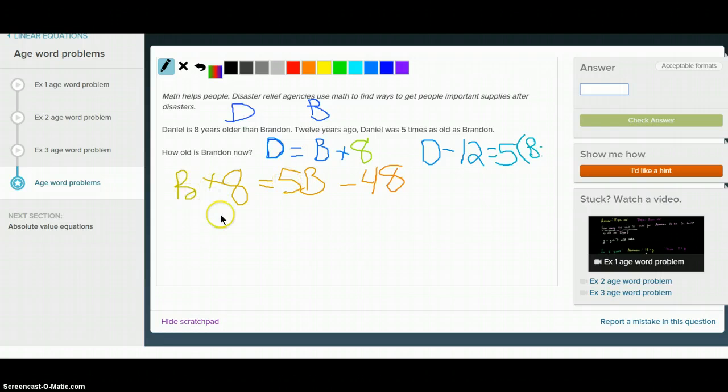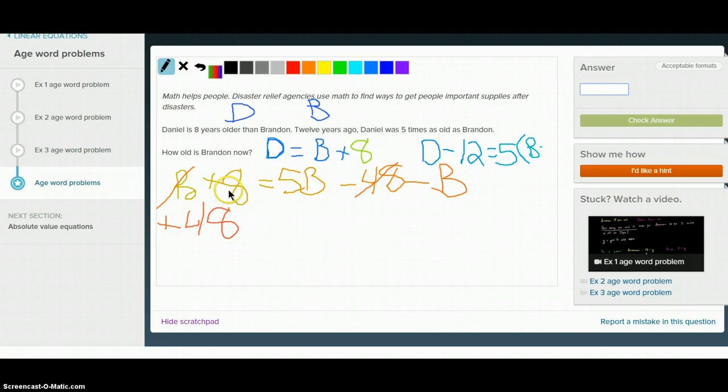So we're going to minus B from both sides. We're going to minus B from both sides to get rid of it on this side. And then we're going to add 48 to both sides to get rid of it over here. And it's going to migrate over on this side. So plus 48. Alright, so let's fix this up a little bit.